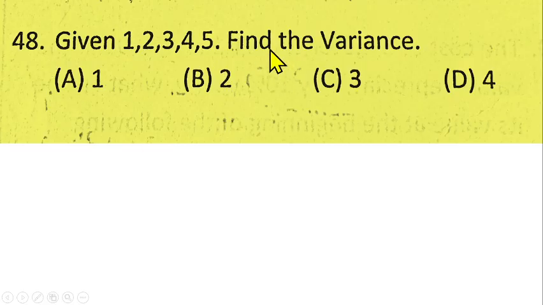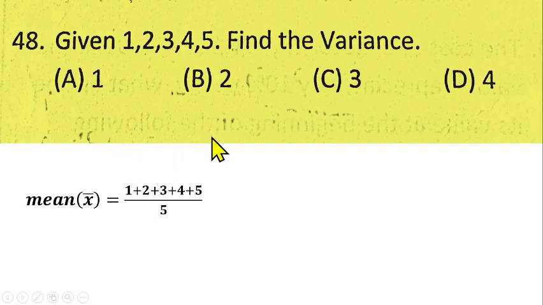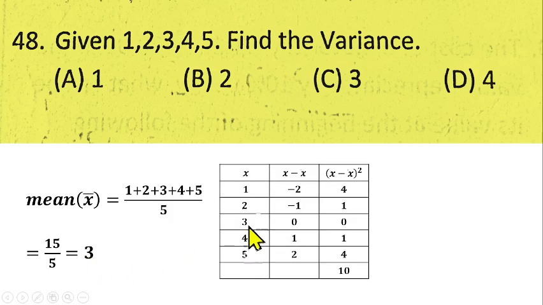Question number 48, you have to find the variance of this set of numbers 1, 2, 3, 4, 5. So how do you find the variance? You have to get the mean first before you can get the variance. Mean is adding these numbers together divided by the number of data. That should give us 15 over 5, which is 3. Then variance is the summation of x minus x bar squared over n. You have to find x minus x bar, and that's the reason why we find the mean first. Our x bar is the mean.